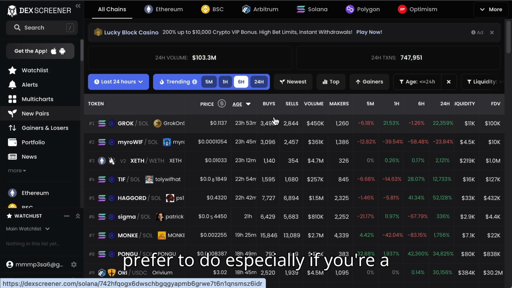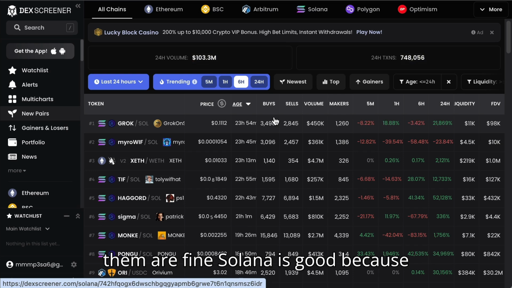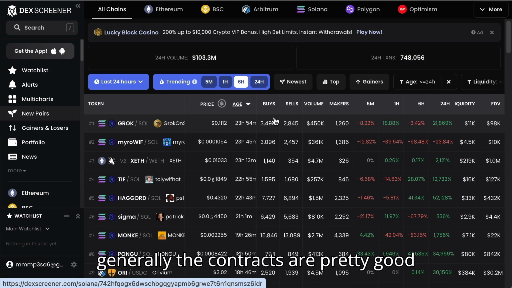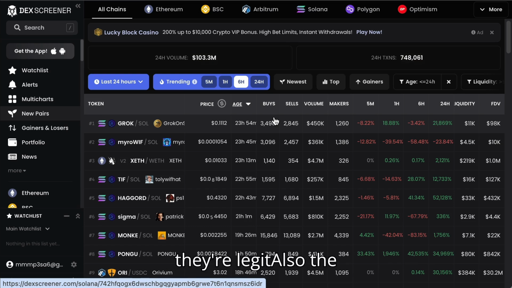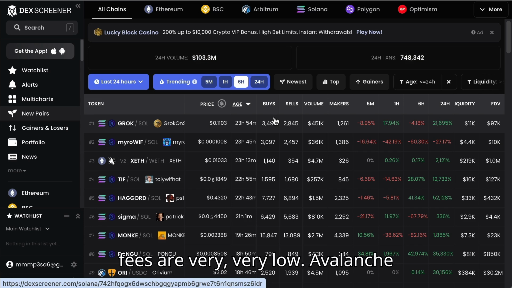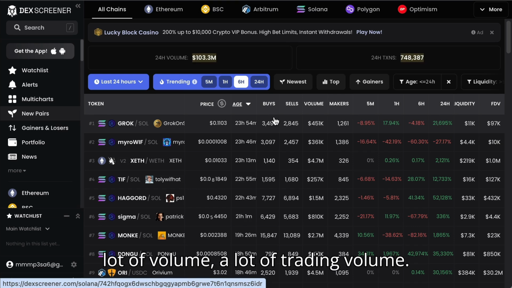And what I prefer to do, especially if you're a beginner, is stick to Solana. I mostly trade on Solana meme coins anyway. Any of them are fine. Solana's good because generally the contracts are pretty good. It's easy to quickly check that they're legit. Also, the fees are very, very low. Avalanche fees are on the low side as well, but Ethereum are expensive, but generally Solana ones are very, very low, and it's very quick to do trades, and they have a lot of trading volume.